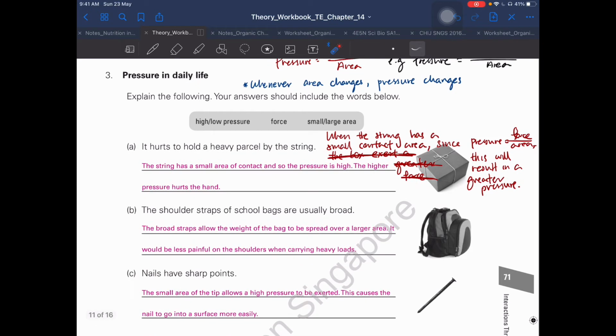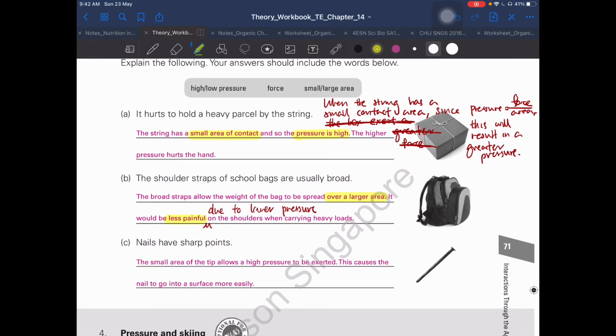So over here, these are the answers. I think the main thing to take note of is, whenever you're talking about surface area of contact, you can link it to pressure, right? There's no need to talk about force. Okay. For part B, likewise, there's a greater surface area, so this will be less painful because pressure is being affected. Okay. And for part C, we have a linking between small area to high pressure, and this allows the nail to work better to be able to pierce through the wall more easily.